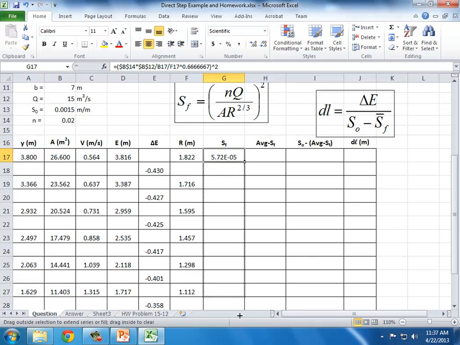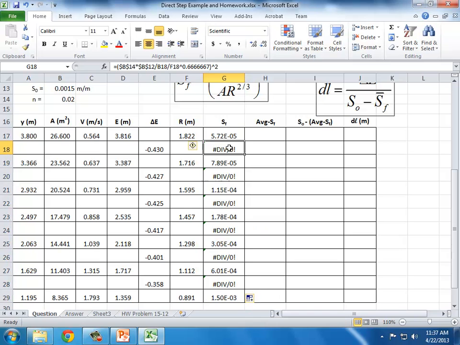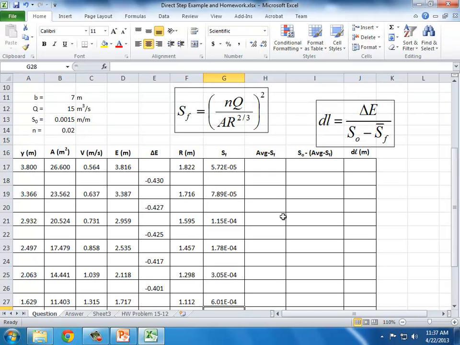Okay, so I can drag that down, and we know the slope of the energy grade line at each of the places where we know the depth. So the energy grade line slope, if we want to know the average, that's talking about over the increment. And so the average equals this plus that divided by 2.